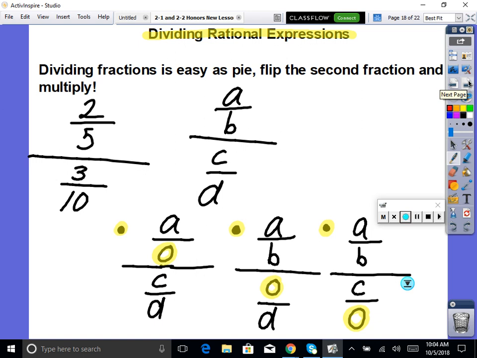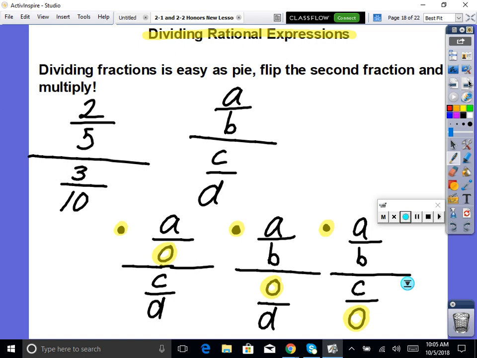This is literally going to take us 2 seconds, and then we're going to be done, but you got to focus. Okay. Dividing fractions is easy as pie. Flip the second fraction and multiply. So let me say that again. Dividing fractions is easy as pie. You just flip the second fraction and you multiply. Cute little saying, right? Dividing fractions is easy as pie. Flip the second fraction and multiply.